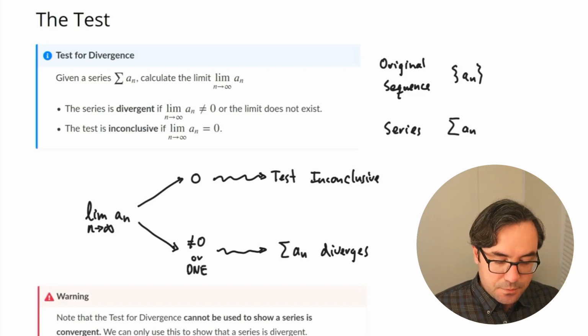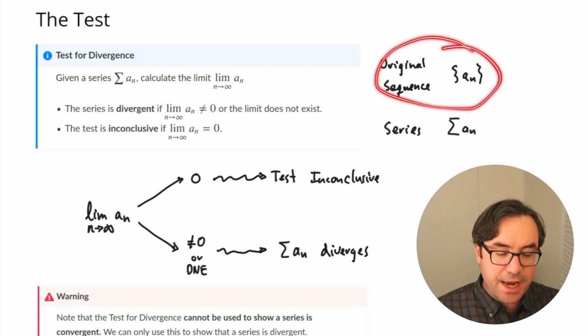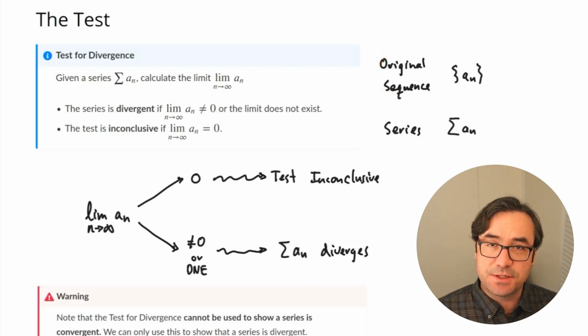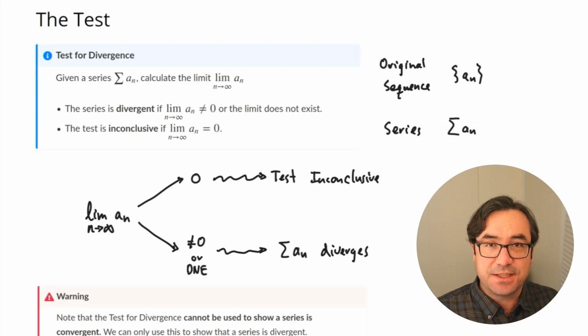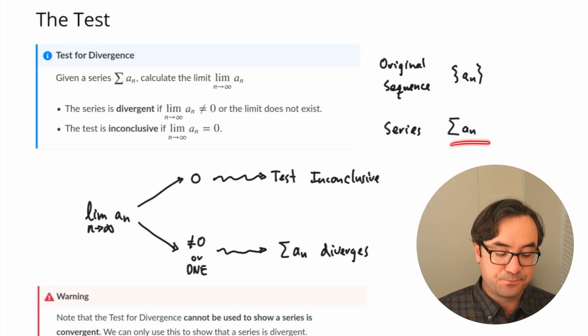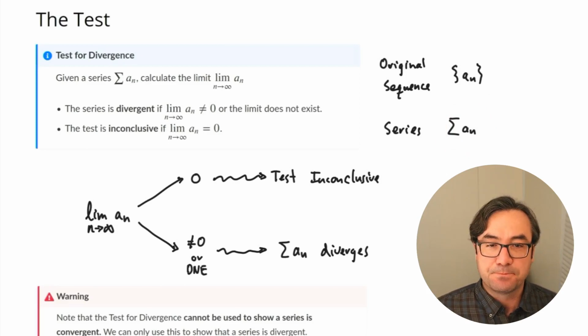So just remember, we have these two gadgets floating around. We have our original sequence. So this is our list of terms that we're trying to add up. And the series is where we try to add up all the terms. So we have our original list, and we're trying to add them all up with the series.